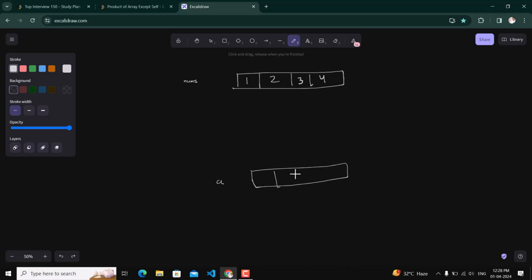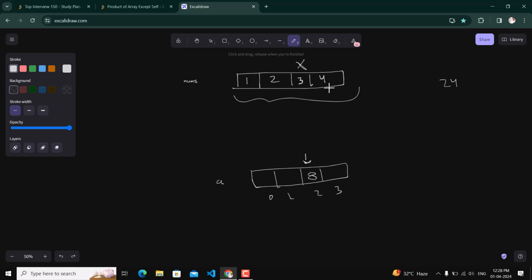So what it basically means is that for a particular index element, 0, 1, 2, 3, we need to calculate the product of all the other elements except the element at this index. So for this, the answer would be 8, because the product of all these elements is 24 and we need to return the product of the elements except this one. So we will have 4 into 2 into 1, that is 8.